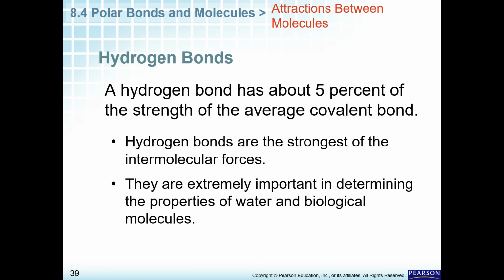Now, one thing to know about hydrogen bonds is that they are the strongest of the intermolecular forces. However, they are only about 5% the strength of a covalent bond. Because remember, covalent bonds are intramolecular. So while they are the strongest of the intermolecular forces, they are still weaker than intramolecular bonds.